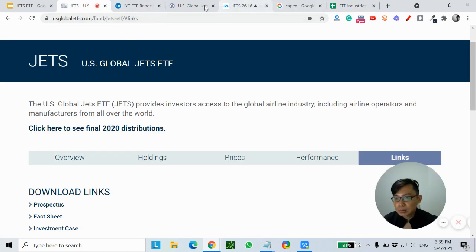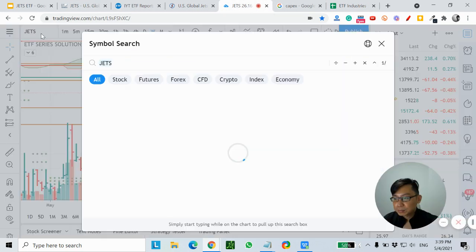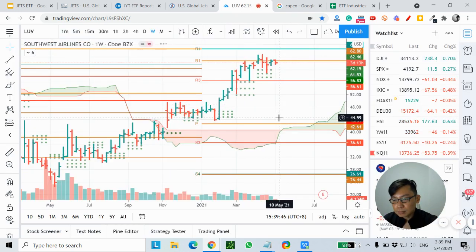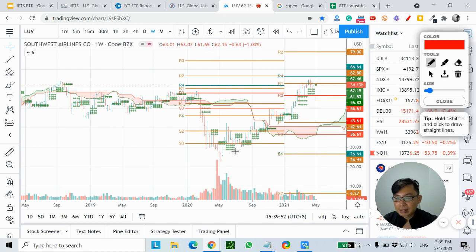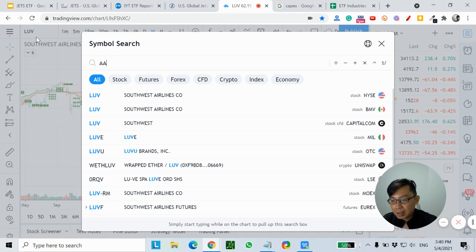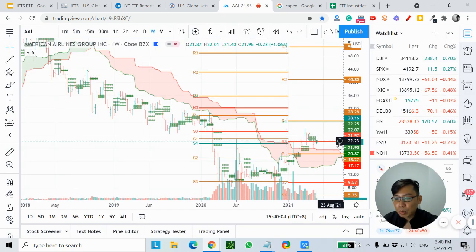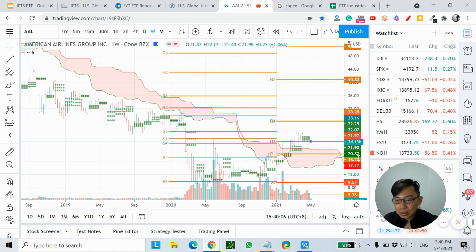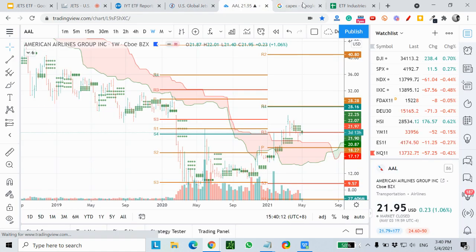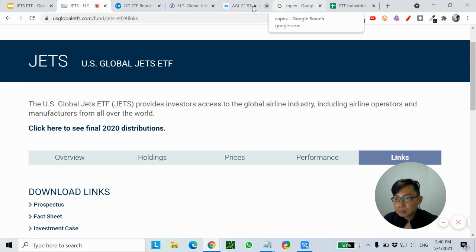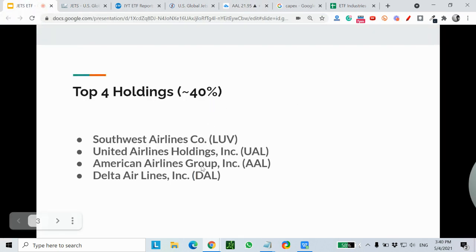LUV over here. Where's the chart? LUV. So this is also a weekly time frame. It is basically almost the same as the ETF, because 40% comprises all these four stocks. So basically it's the same as well. I'll go through another one, for example, AAL, American Airlines, which is also almost the same. But generally, American Airlines is weaker compared to the rest, like Southwest Airlines and United Airlines.